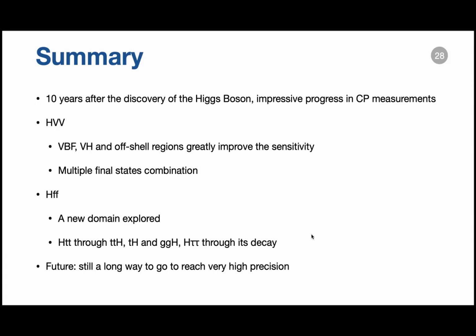Then recently, there are a lot of studies on the Higgs fermion CP measurement, and this is a completely new domain. We have seen that people measure the Higgs top coupling through ttH, tH, and gluon fusion, and the Higgs tau tau coupling through its decay. As you can see, for the fermion CP measurement, the precision is not that good compared to the target one. So there's still a long way to go, and people will come up with more advanced techniques, just like for the Higgs vector boson couplings. We really look forward to these improvements in the future. So that's it. Thanks.